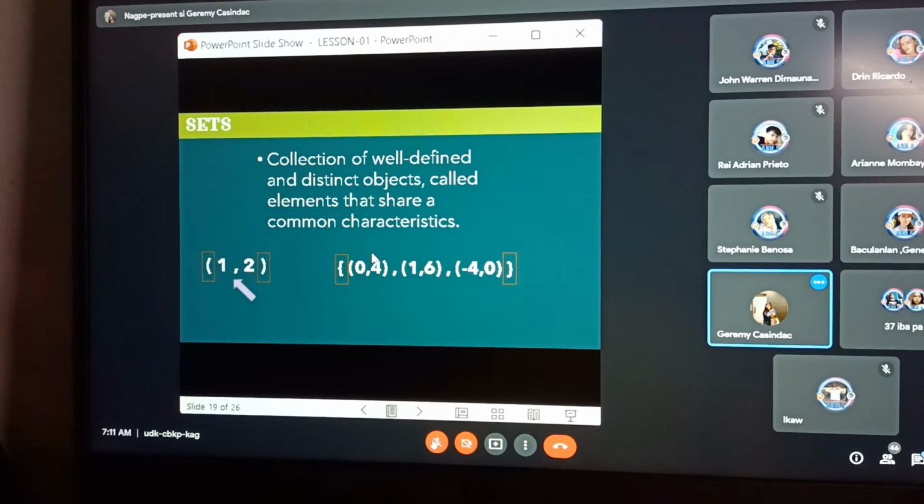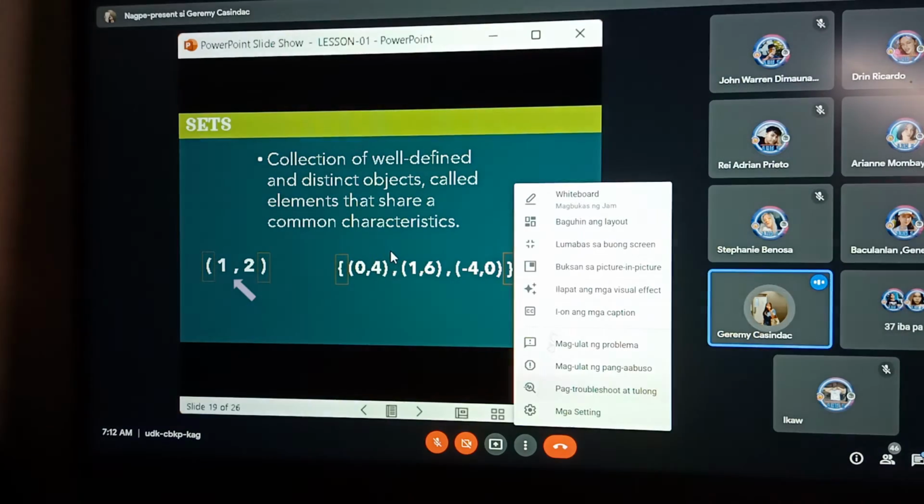Okay. So what do you think also is the difference between ordered pairs and a set? Ano yung pagkakaiba nila aside sa individual lang yung isa and the other one is the group? What do you think is the difference? Aside sa, yung ordered pairs is only an individual, while the set is a group.